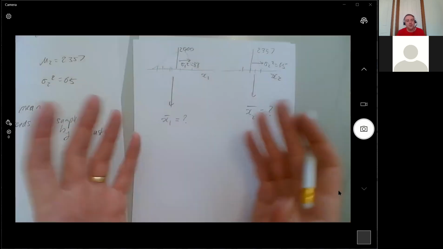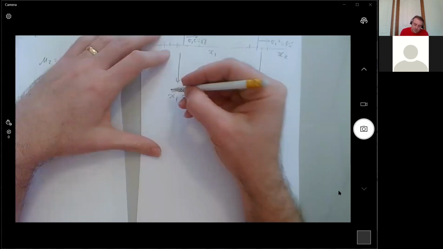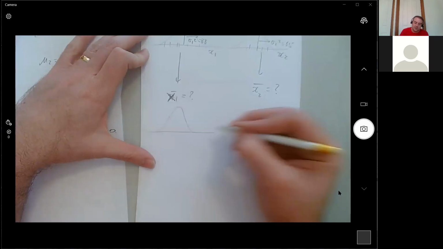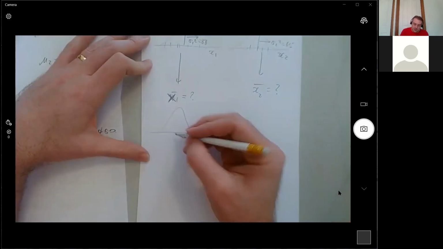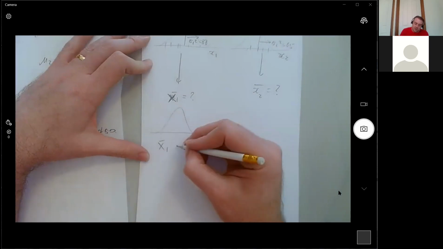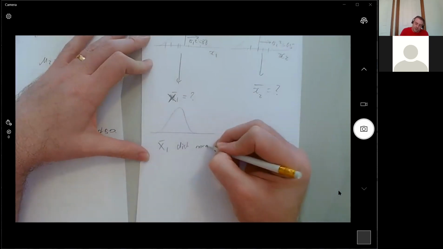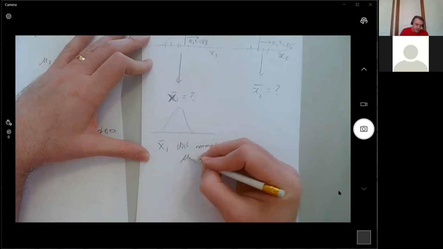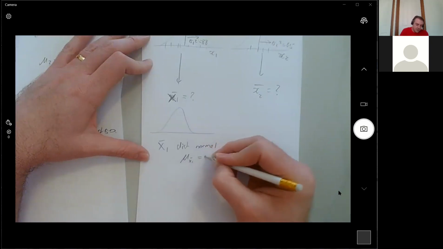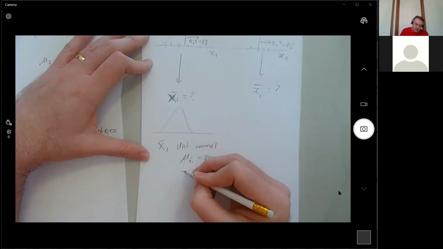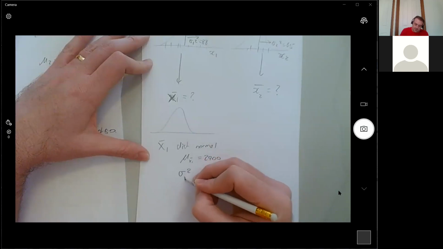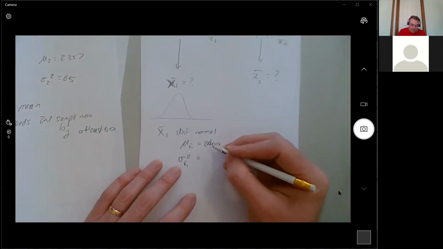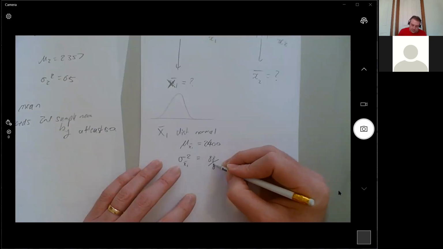And then there's all these different options for what the x1 bar and the x2 bar could come out to. So x1 bar would come out to some sort of normal distribution that would have a smaller variance than it used to be. So x1 bar should be distributed normally with the mean of x1 bar still being 2400, but the variance of x1 bar should be the old one but smaller. So 88 divided by 8, so 11.